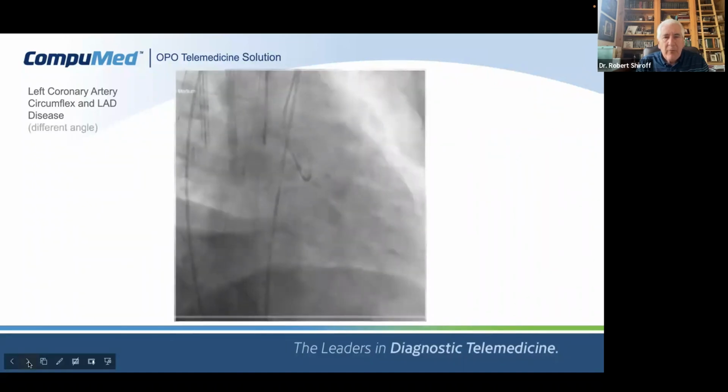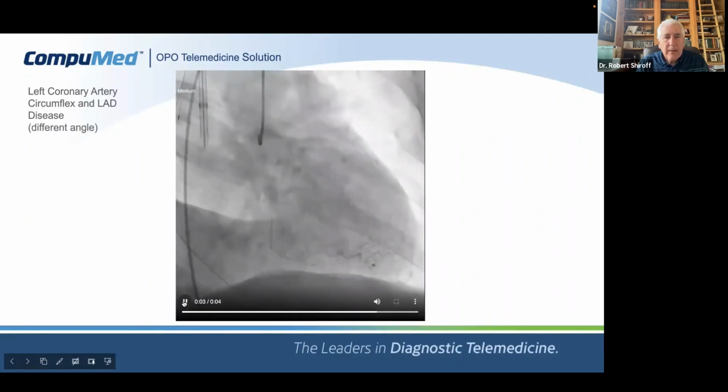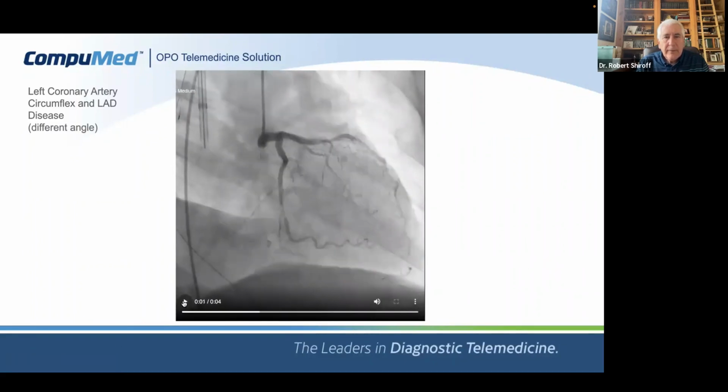So they move the camera around, take another picture, and here it doesn't take a rocket scientist to see that you've got a significant narrowing of that portion of the artery. You can see it much easier here. And here now you see it's getting more significant narrowing in that part of the left anterior descending. This is the left circumflex.